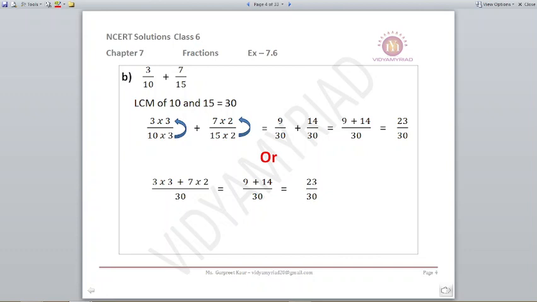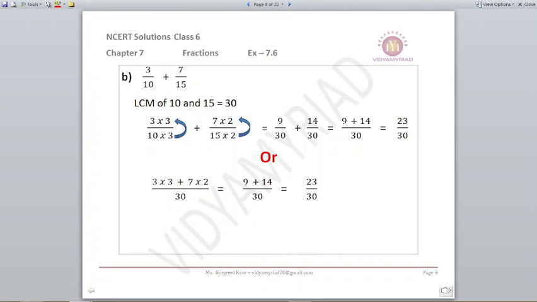Plus 7 upon 15. Now 15 needs to be multiplied by 2. So 15 into 2 is 30. In the numerator it becomes 7 into 2. So the new fraction becomes 9 upon 30 plus 14 upon 30. Both the denominators are the same, so we can add the numerators. 9 plus 14 upon 30 is equal to 23 upon 30.